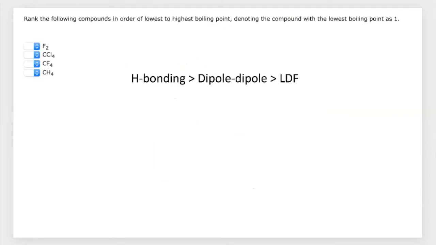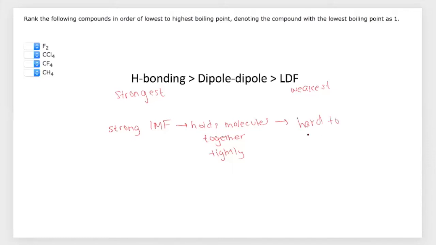Here is a ranking of the 3 main intermolecular forces that we talk about. We see that hydrogen bonding is the strongest intermolecular force. Then there's dipole-dipole interactions, and then London dispersion forces is our weakest force. What we can gather from all this is that something that has the strongest intermolecular forces holds the molecules together tightly, and as a result, it's harder to go from the liquid phase to the gas phase. So what this tells us is that the one with the lowest boiling point will have the weakest intermolecular forces, and the one with the highest boiling point will have the strongest intermolecular forces.